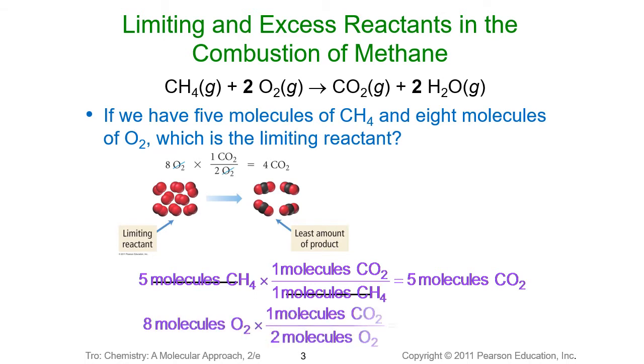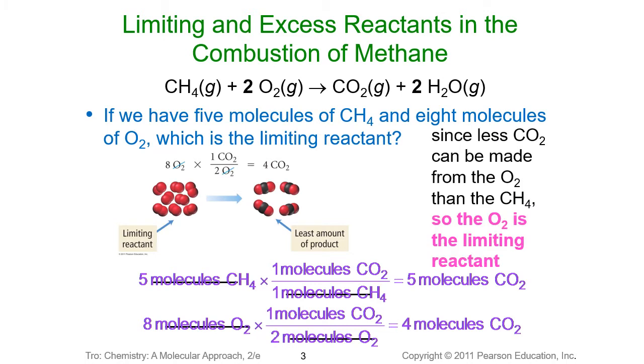If we start with 8 molecules of oxygen, we use our molar ratio, or the coefficients in our balanced chemical reaction. Again, we're looking at carbon dioxide as the product. We can only make 4 molecules of carbon dioxide. So this means that the oxygen is our limiting reactant. The methane will be our excess reactant. Since we make the smallest amount of carbon dioxide, the oxygen gets used up first, and it limits our reaction.